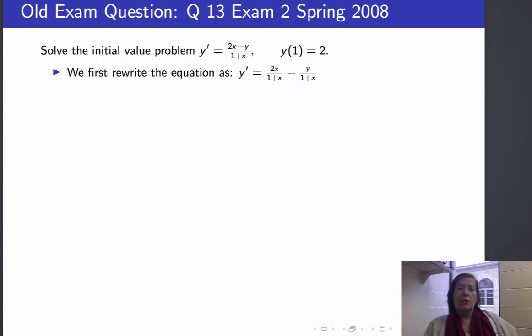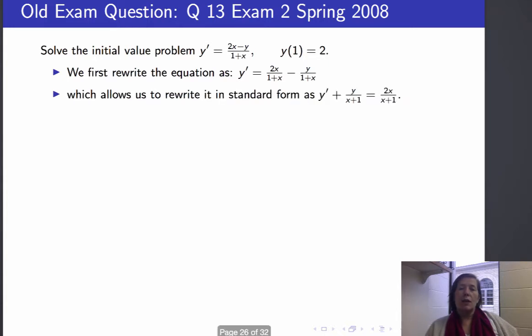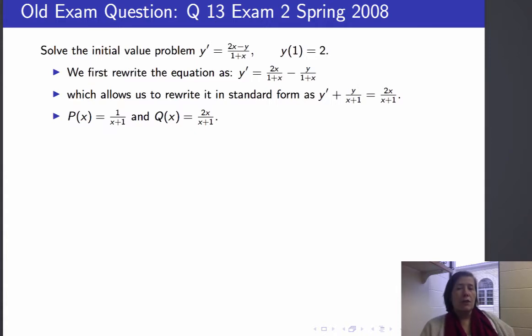We're first going to rewrite the equation in standard form. y prime, separating that fraction on the right, is 2x over 1 plus x minus y over 1 plus x. And we should bring the y prime and the y term over to the left and make sure that the coefficient of the y prime term is 1. So in standard form, this becomes y prime plus y over x plus 1 is equal to 2x over x plus 1. Here, p of x is 1 over x plus 1, the coefficient of y, and q of x is the function of x on the right-hand side. It's 2x over x plus 1.